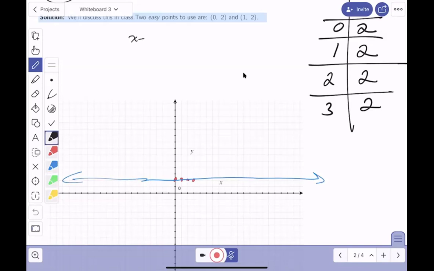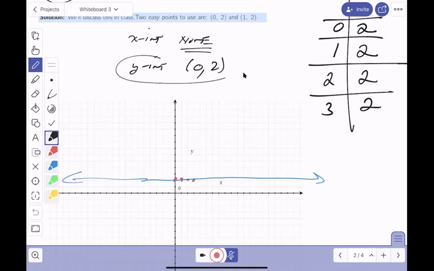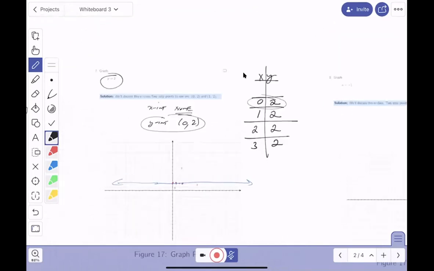X-intercept. Look at the picture. Is there an X-intercept? No, none. Why is that? You can't find a point in there where Y would be 0. Y is always 2. How about the Y-intercept? Where X is 0. What's in my table? It's 0, 2. That was simple. It's right over here. All right, let's go to the next question.